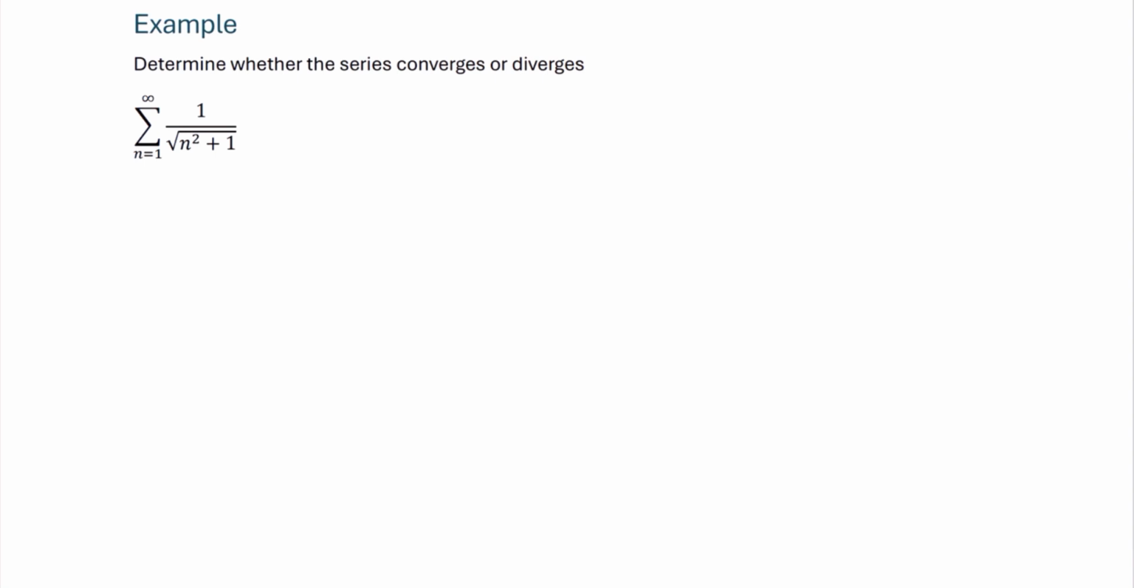In this next example, direct comparison is not going to work here, but let's talk about why it doesn't work. Let's think of the original as 1 divided by square root of n squared plus 1. If we essentially remove 1 from the denominator, let's talk about what happens. Removing 1 from the denominator will make the denominator smaller, which makes the fraction bigger. And this is essentially 1 divided by n, which is a divergent harmonic series.